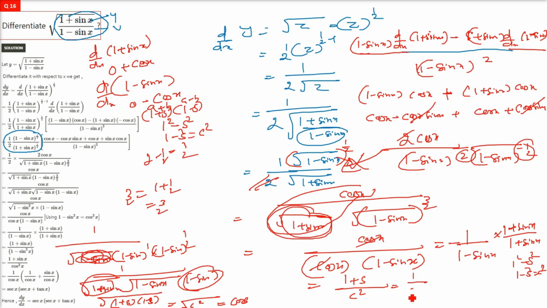Now you can separate them: 1 by cos square plus sin by cos square. 1 by cos square is what? Sec square x. 1 by cos square x is sec square x.